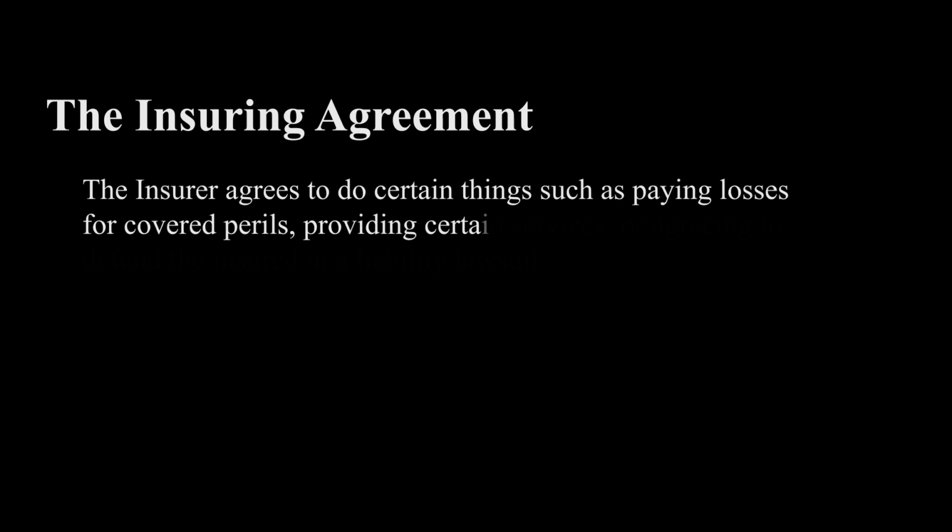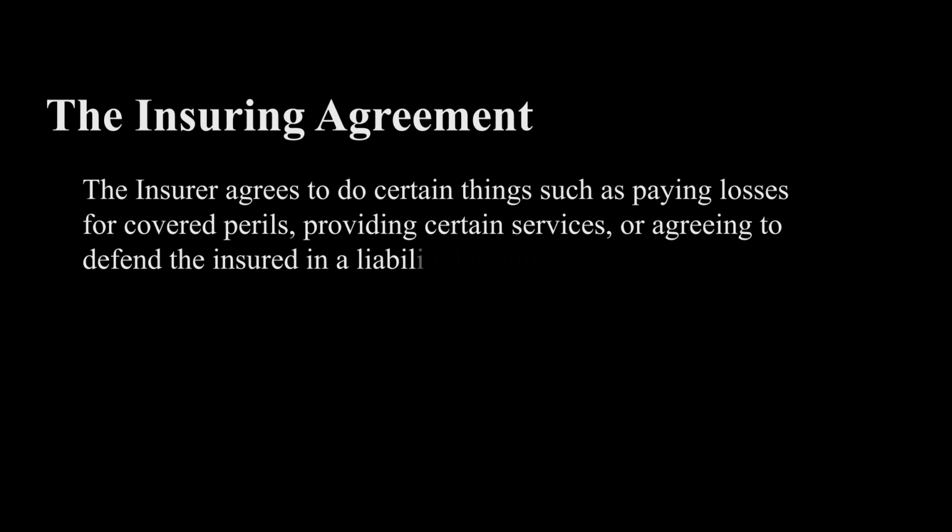In the insuring agreement, the insurer agrees to do certain things such as paying losses for covered perils, providing certain services, or agreeing to defend the insured in a liability lawsuit. The perils that are covered are typically found in the insuring agreement. A peril that you're most familiar with is known as fire damage.